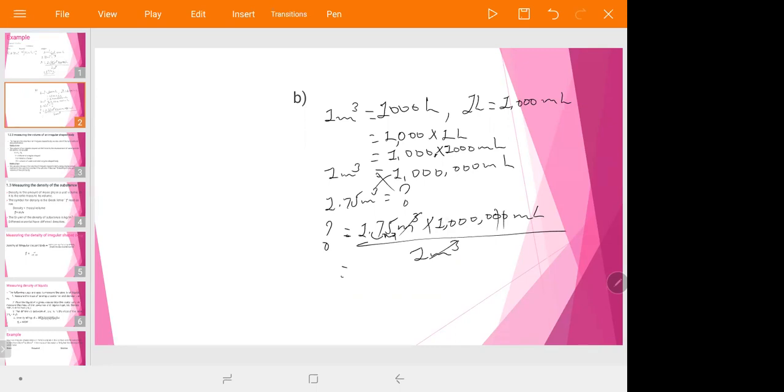1 times 175, 175. Add 4 zeros. Your unit is milliliter. 1 million 750 milliliter is your answer. Your answer.